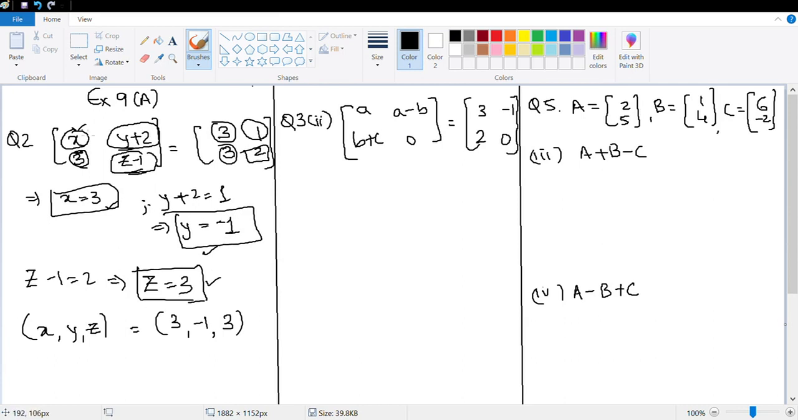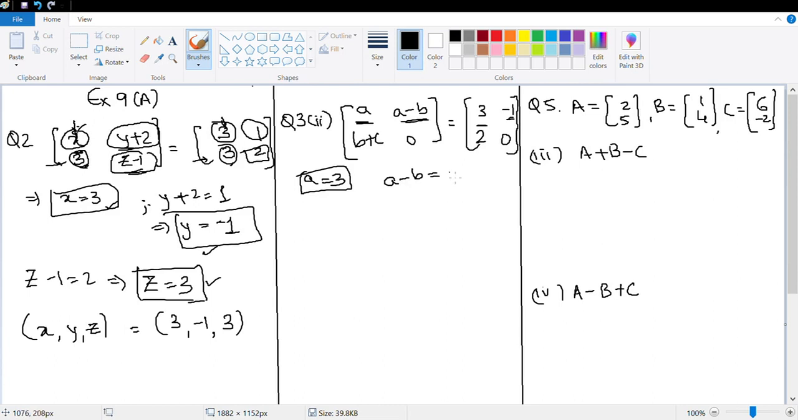All you need to ensure is you are adding the correct element. Row 1, column 1, add it with row 1, column 1. Row 2, column 1, add it with row 2, column 1. Exactly the same thing. Let's look at question number 3, part 2. It says [a, b+c; a-b] are equal. We need to solve for a, b and c. So a is given equal to 3. This one is simple. a is equal to 3. Done.